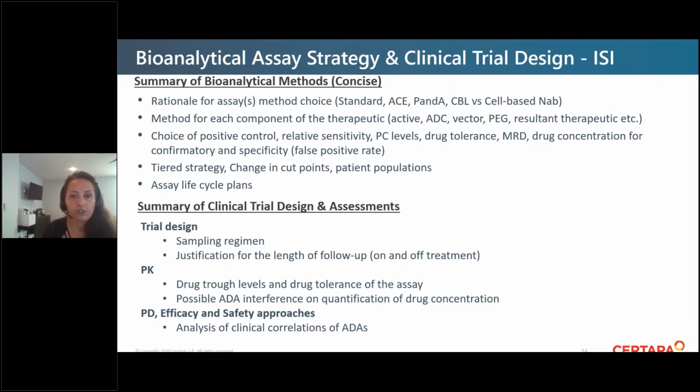Your tiered strategy, did you have any change in cut points? Was there any difference between patient populations? And then what are your assay life cycle plans? And then you're going to go ahead and lay out your trial design, your sample regimen, justification for your sample regimen. How did it affect PK? How did it affect PD and safety?